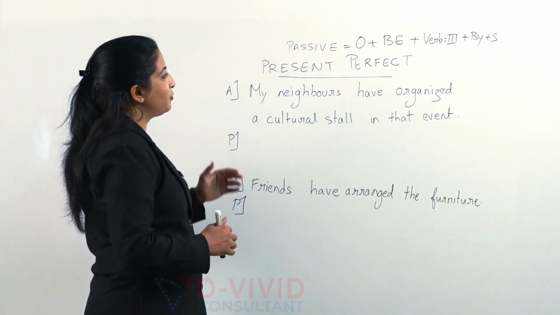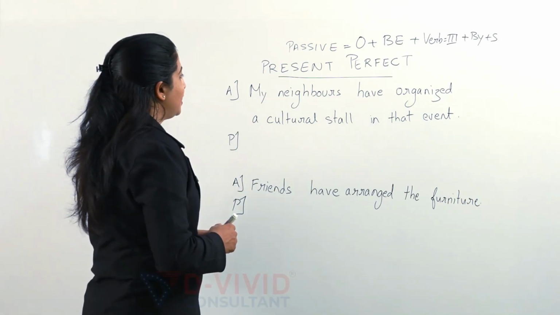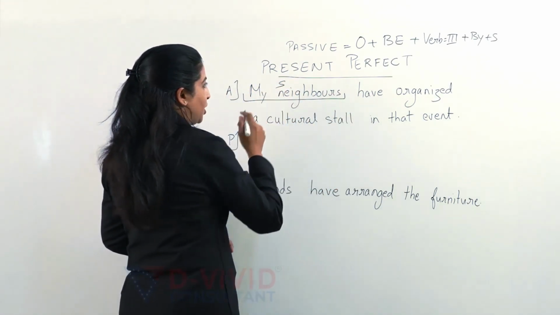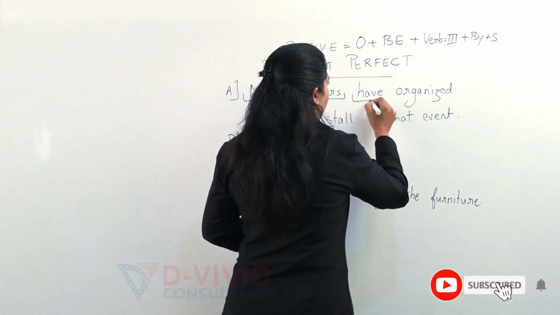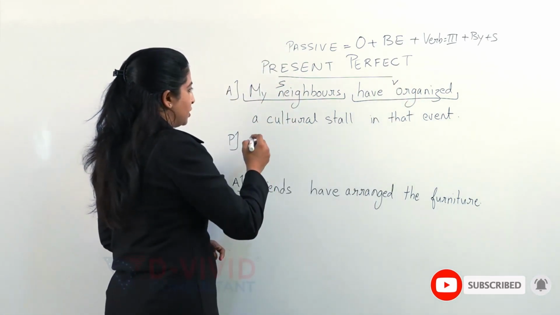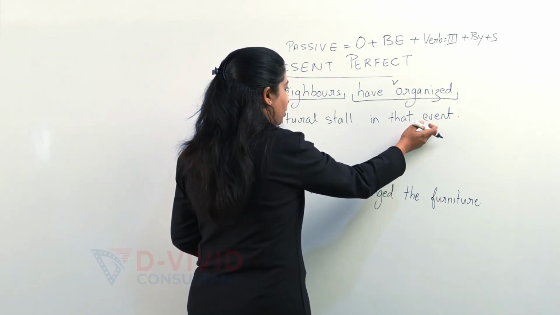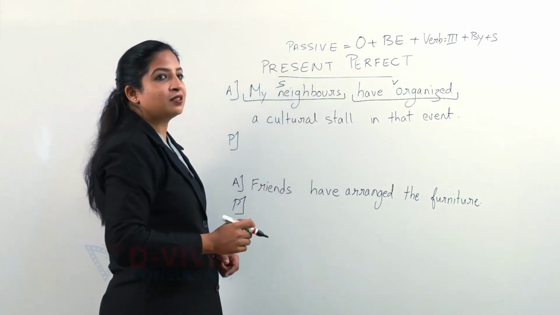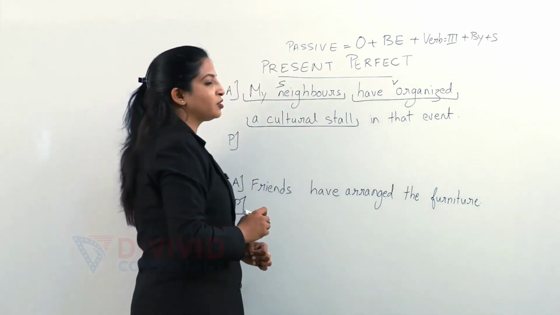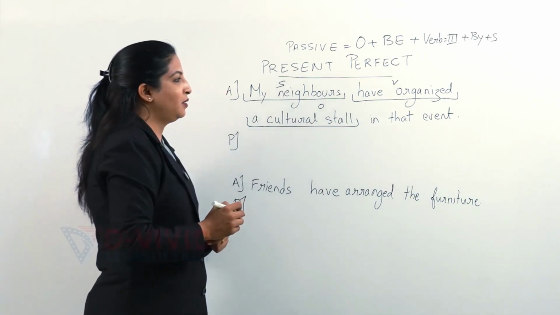Okay, so in the first sentence, what all things are we having? So my neighbors, now my neighbors is the subject. Have organized is my verb. What have they organized? Have they organized an event or have they organized a stall? Yes, they have organized a cultural stall. And so this becomes my object.